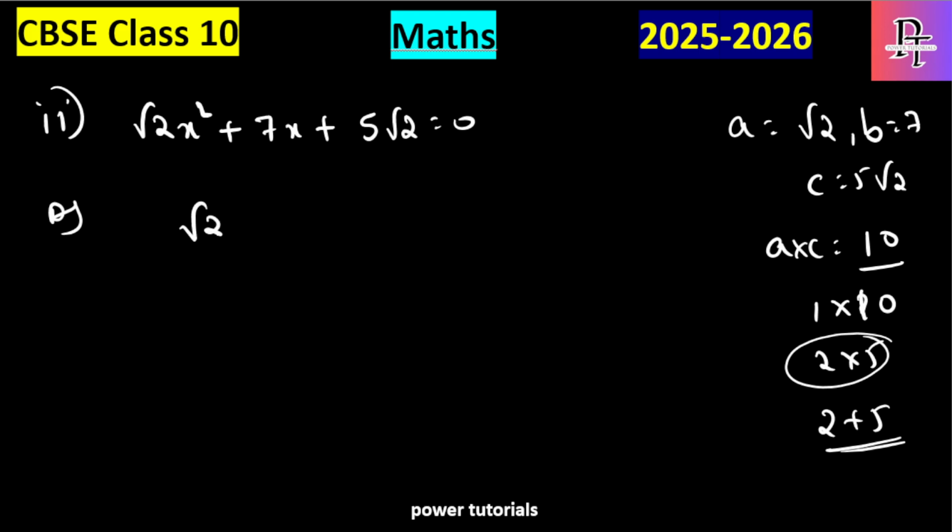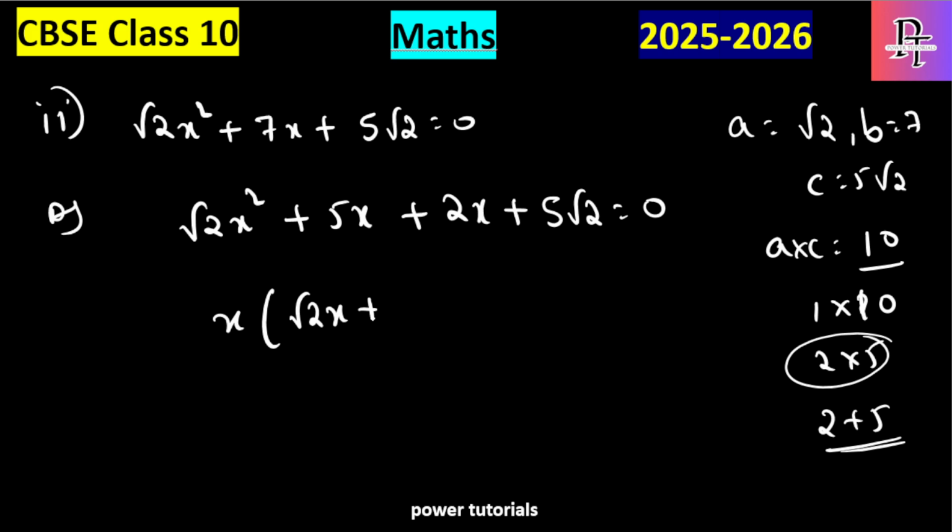So let's write it as root 2 x square plus 5x plus 2x plus 5 root 2 is equal to 0. What is common for these two? x is common, which gives root 2x plus 5. The easy trick I told you: just write this value again here, root 2x plus 5 is equal to 0. So what should be this value? We want the inside value to be root 2x, so you have to multiply with root 2. If you take root 2 as common, root 2 into root 2 is 2, and root 2 into 5 is 5 root 2.